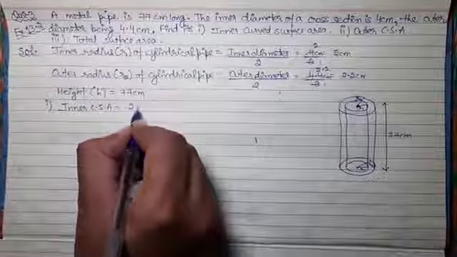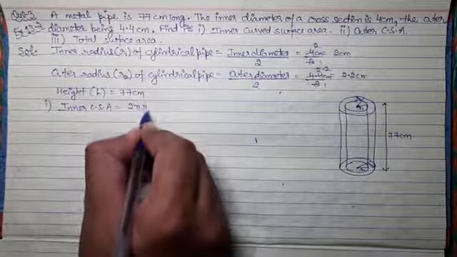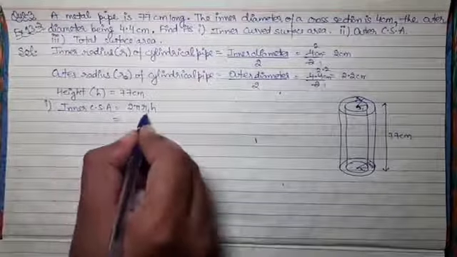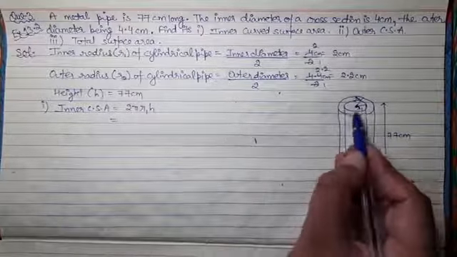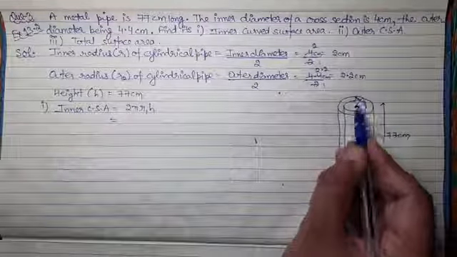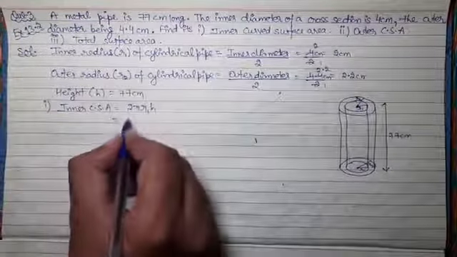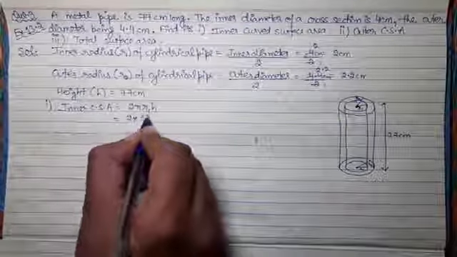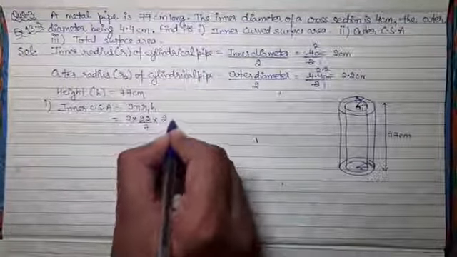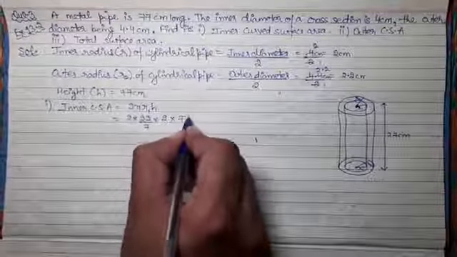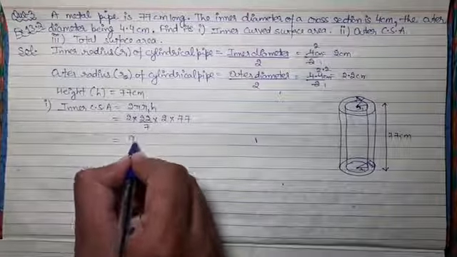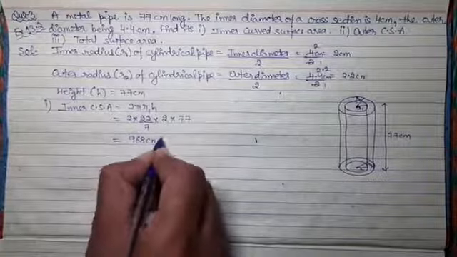Now, in the first part, we have to find inner curved surface area with the help of 2 pi R1 H. R1 is the inner radius. Look at the figure. R1 is the inner radius and R2 is the outer radius. Substituting the values of pi, R1 and H, it will become 968 centimeter square.